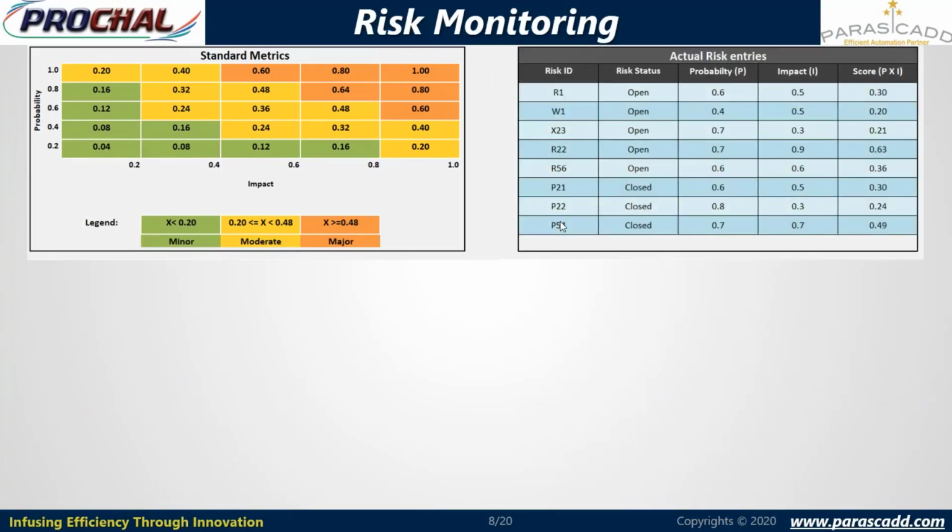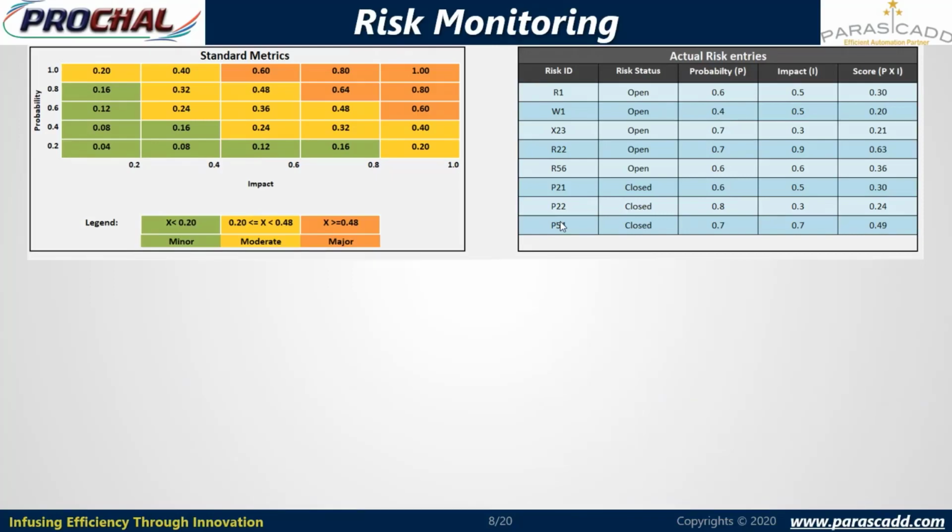So here are some values available. Actual risk entries are available. There are a total of 8 entries. Out of those 8 entries, 5 risks are open and 3 risks are closed. And their probability and impact are also available. Score is calculated based on multiplication of probability and impact.